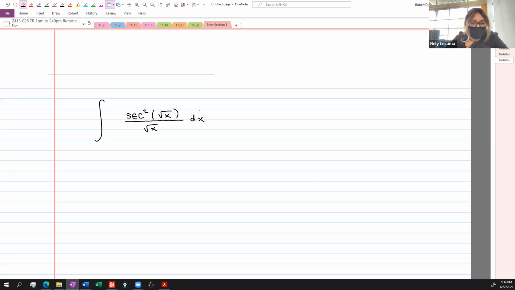I don't really know. You've got to pick something and hope that its derivative is there too. And it's okay if the derivative is off by a constant. It's that the derivative can't be in the denominator or trapped.